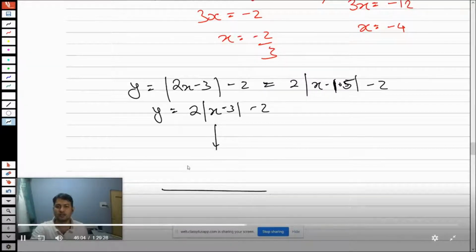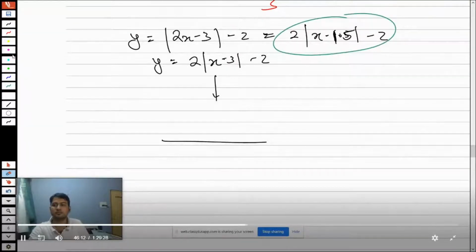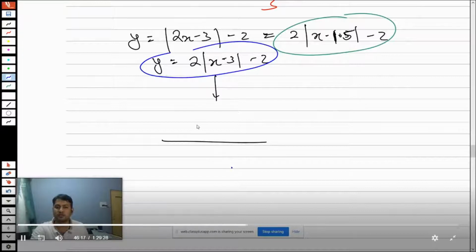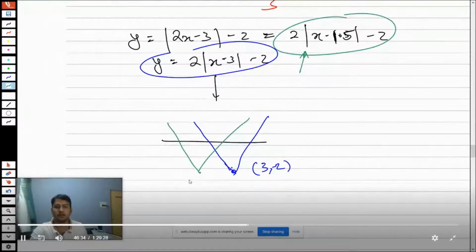So this function will be here, whereas this function would be 3 units to the right, at 3 comma minus 2. And whereas this other function would look like this. It would be at 1.5 comma minus 2. Okay, so that's the mistake I made. The 2 should have been common.